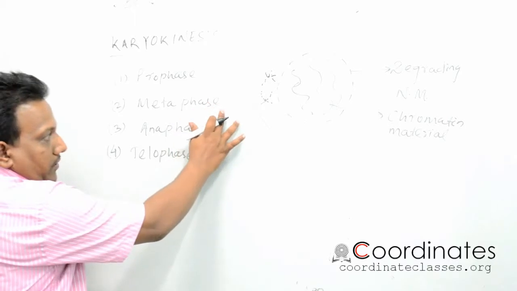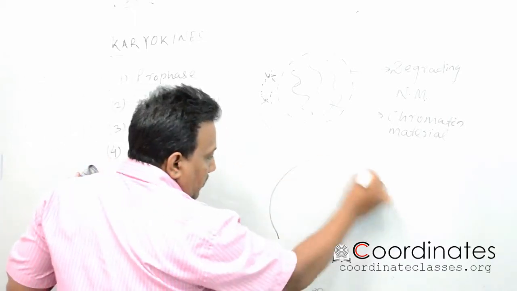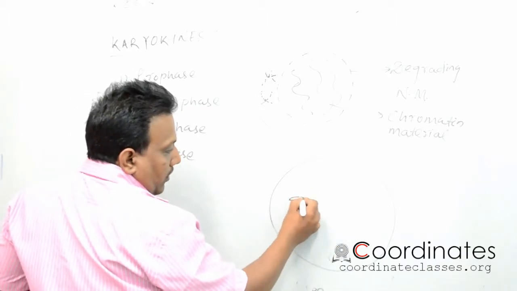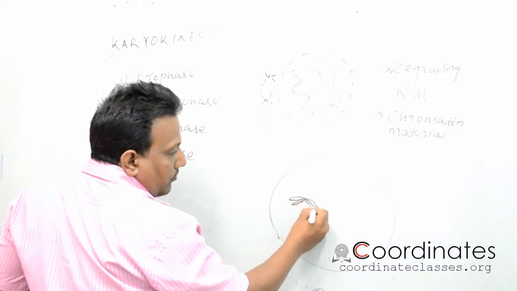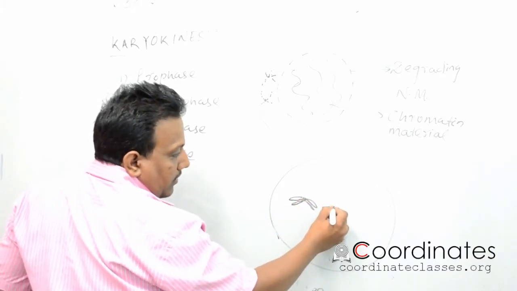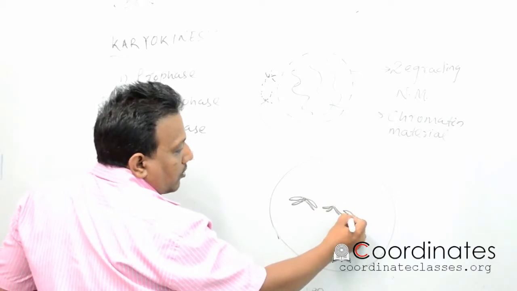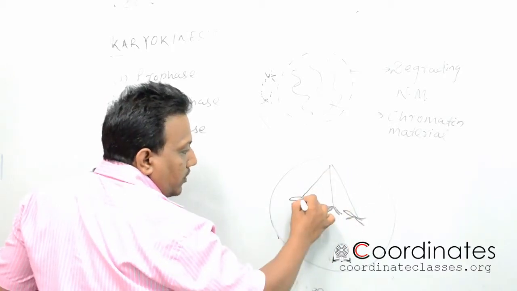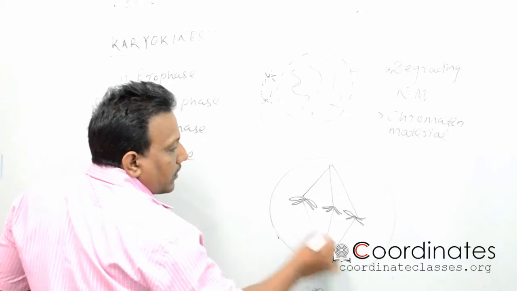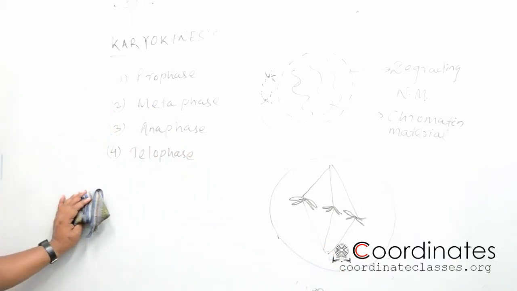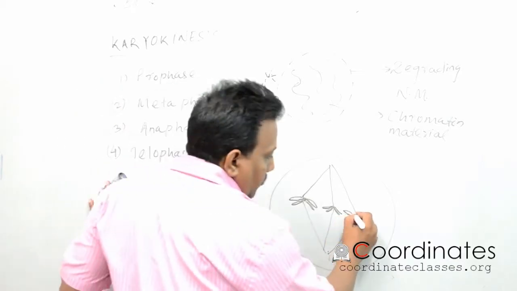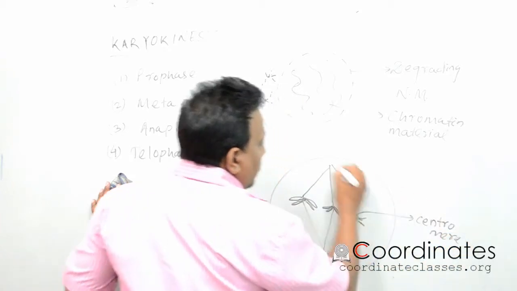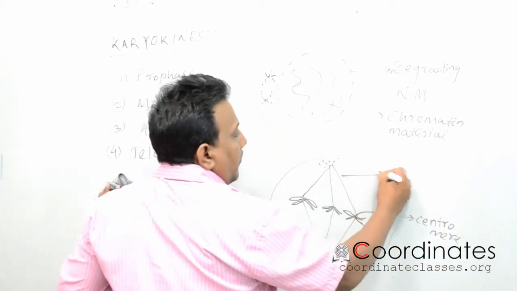Then the second one is metaphase. During this metaphase, the nuclear membrane is absent. The chromosomes are maximally condensed. Each chromosome has two chromatids. They arrange at a particular line at the equatorial plate. And the spindle fibers from opposite poles attach to the centromere region of the chromosomes. This one is the centromere. These are the spindle fibers.